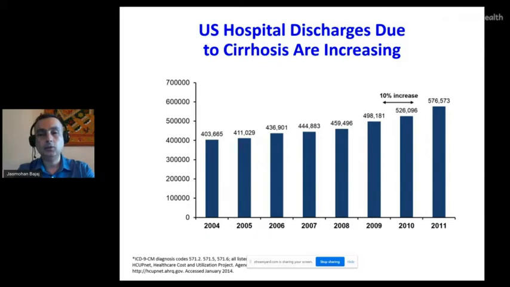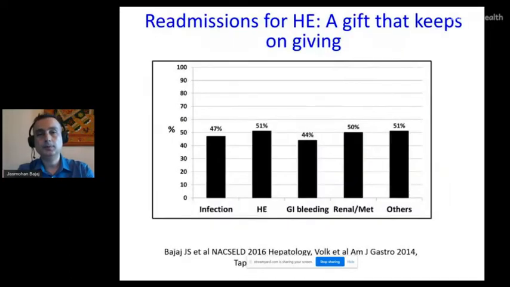Therefore, they are more prone to infections. And those infections are much more likely to lead to confusion because of all these other risk factors I told you. What is the readmission rate in this study from NACSELD that has been reproduced multiple times? You can actually see out of more than 1,300 patients, the number one reason for readmission was hepatic encephalopathy.